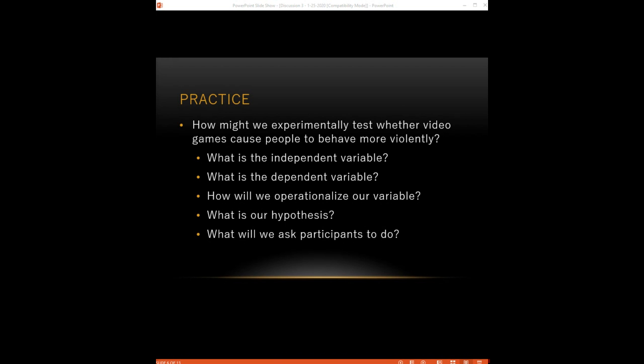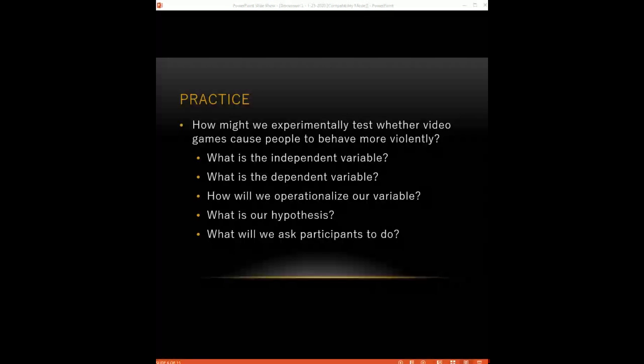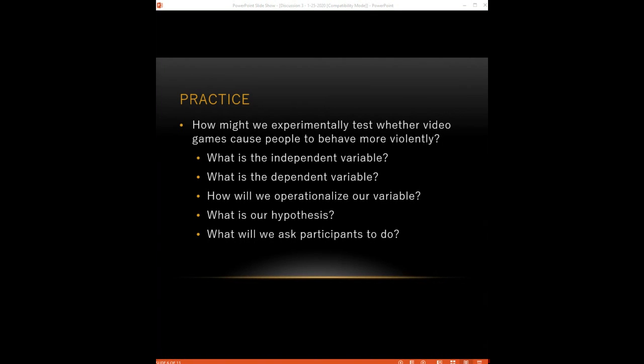Well, I know there have been studies on it in the past. How have scientists in the past measured violence? Since it's a tricky subject.